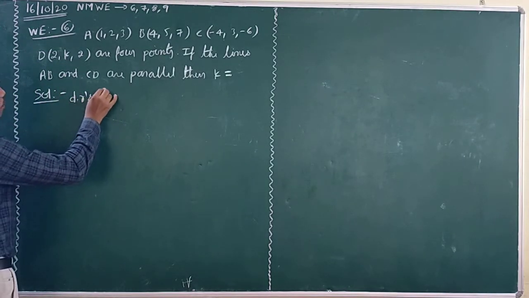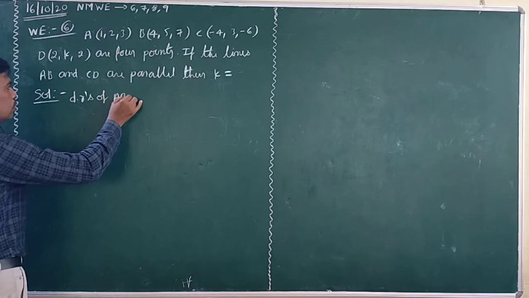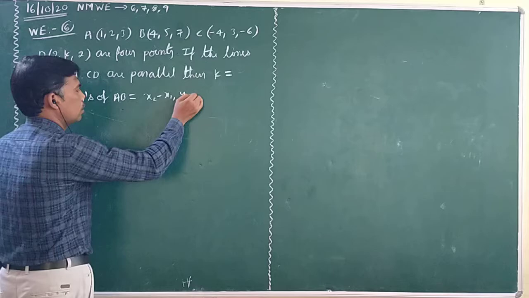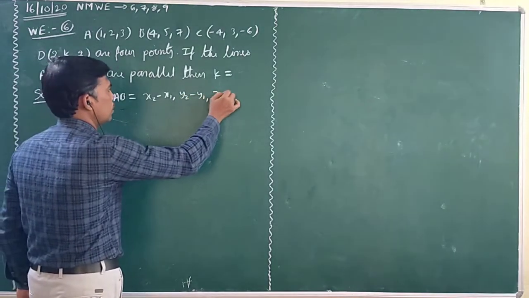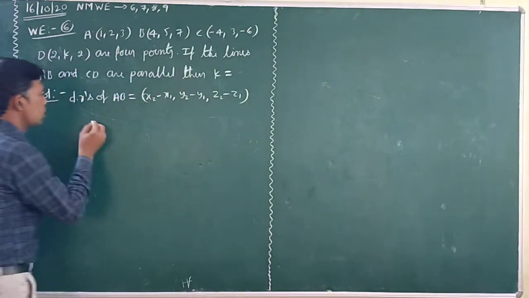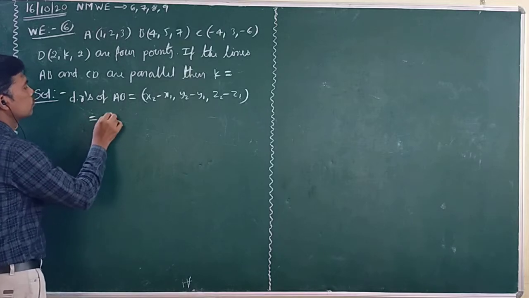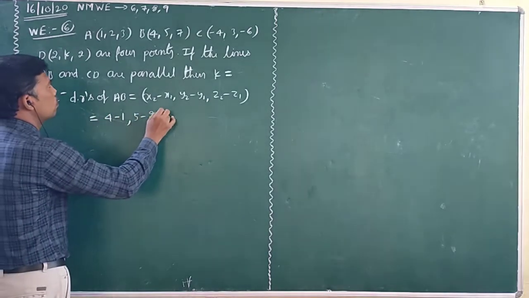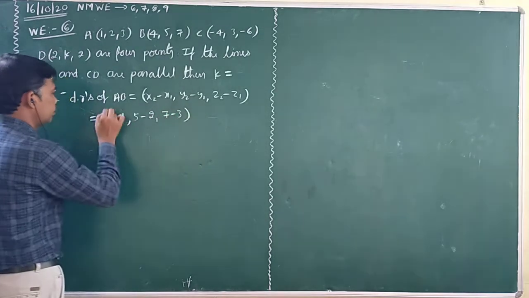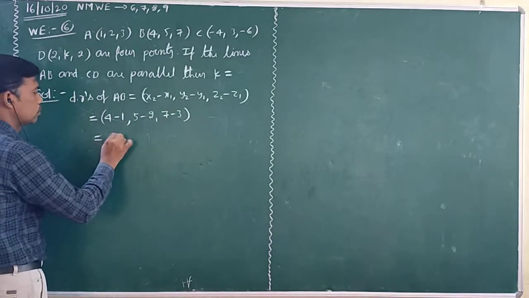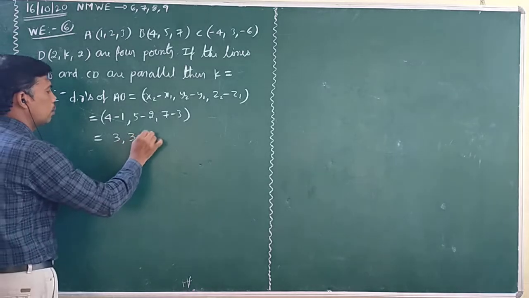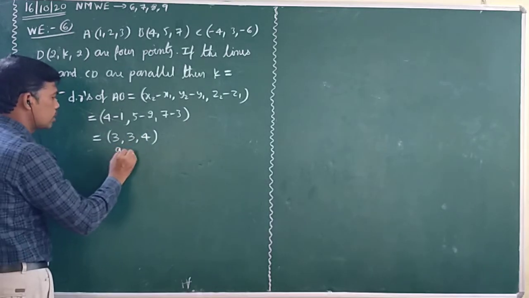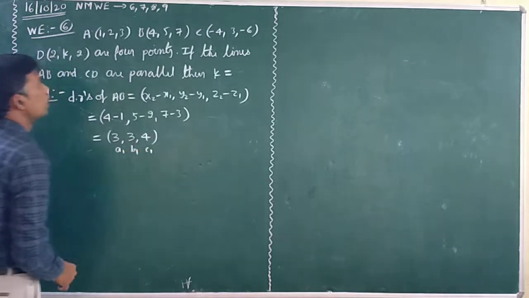DRs of AB. What is the formula? X2 minus X1 comma Y2 minus Y1 comma Z2 minus Z1. Substitute here 4 minus 1 comma 5 minus 2 comma 7 minus 3, that is equal to 3 comma 3 comma 4. Let us denote here A1 B1 C1.